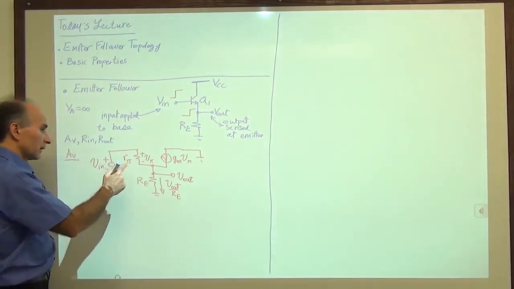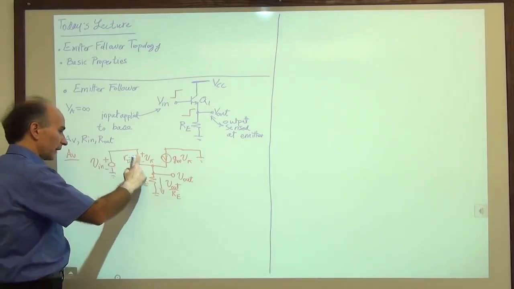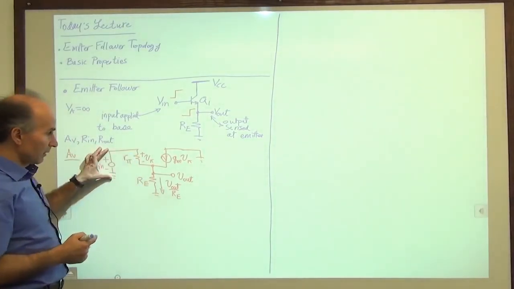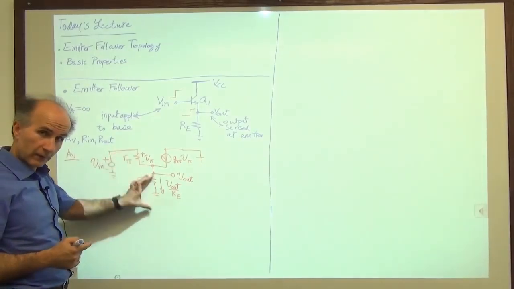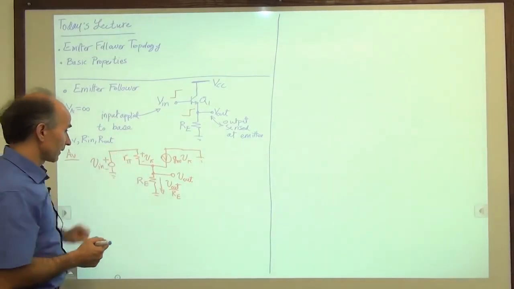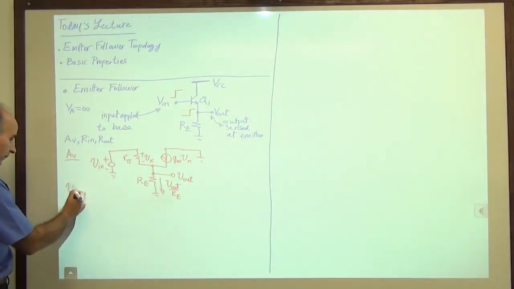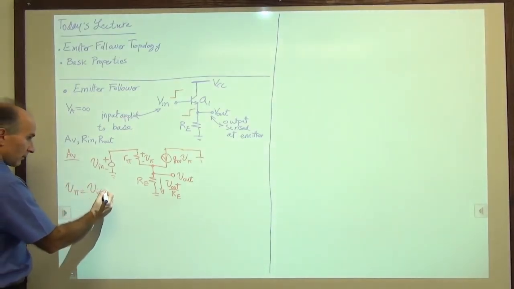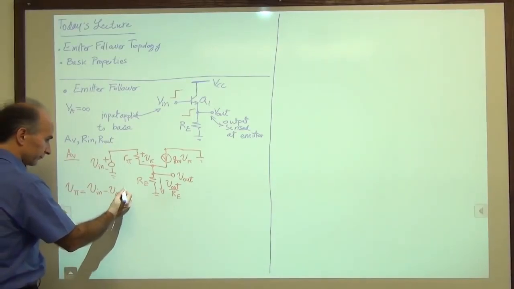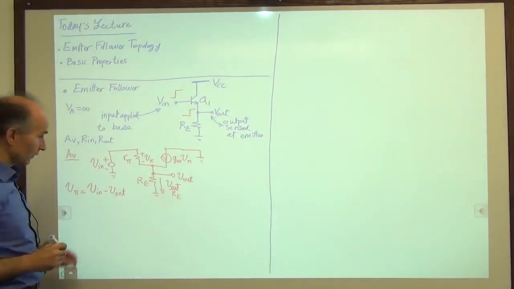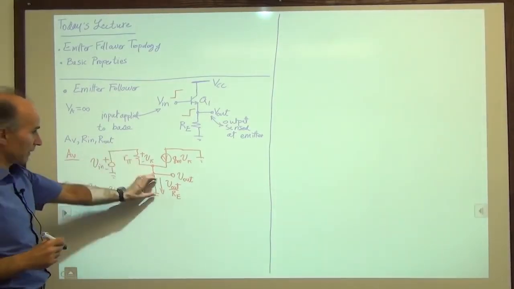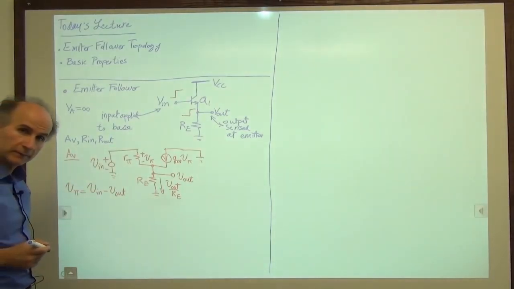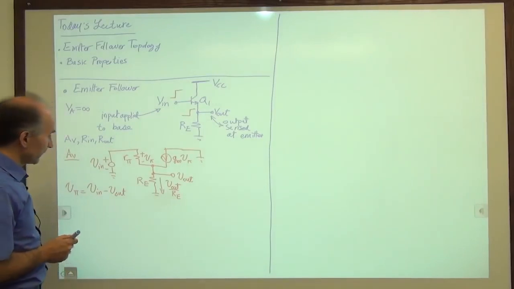And then to find V pi, we can just write a KVL around this loop, because we know that this voltage must be equal to this voltage plus this voltage. So that tells us that V pi is equal to V in minus V out. All right, so this V in is equal to V pi plus V out. So V pi must be equal to V in minus V out. Okay, so that wasn't that bad.